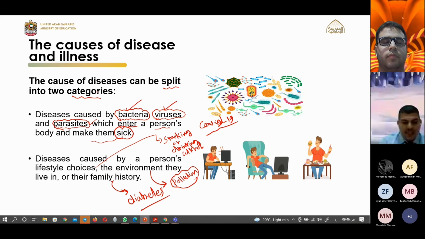Now we have just said we cannot prevent a disease without knowing the causes of disease. It can be split into two categories. First, disease caused by bacteria and viruses and parasites which enter a person's body and make them sick, like COVID-19, caused by a virus called coronavirus. The second category is disease caused by a person's lifestyle choices, the environment they live in, or their family history. Lifestyle choices like smoking or drinking alcohol can lead to some disease. Then we have the environment like pollution, which can lead to some respiratory disease. And the last one, family history, like diabetes.